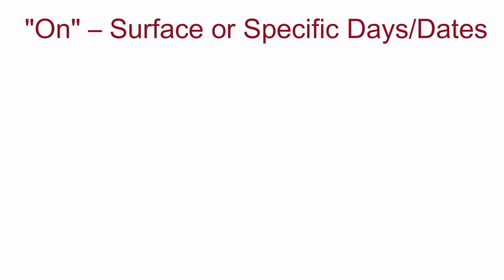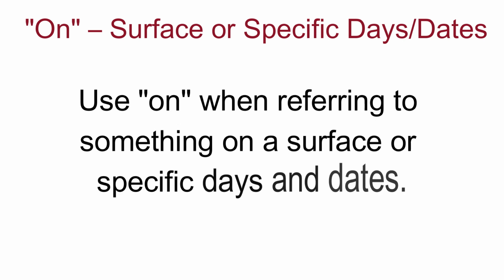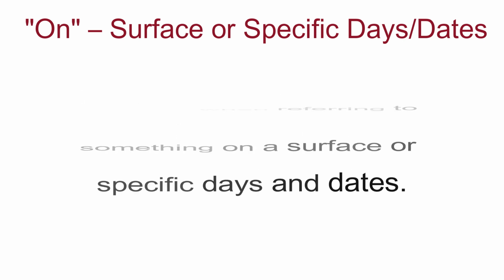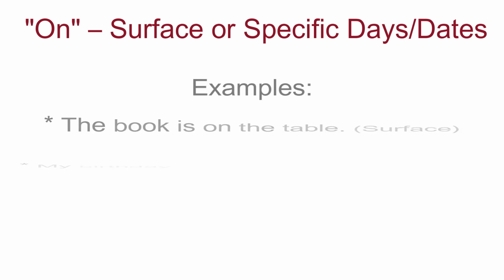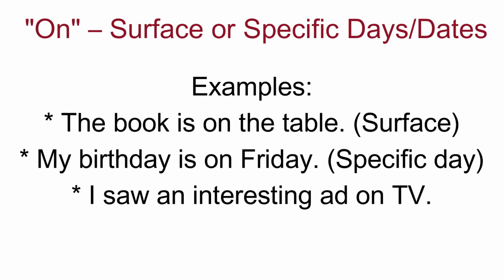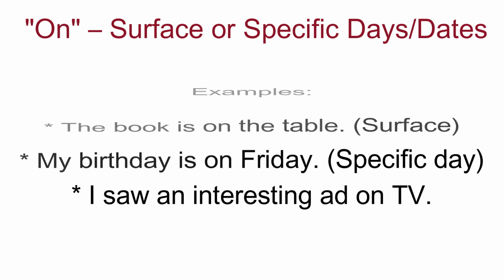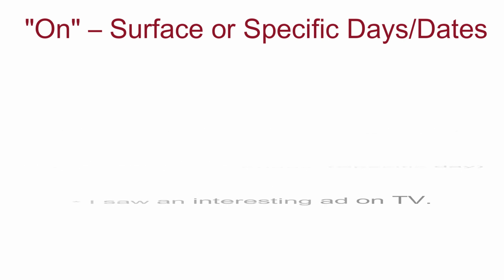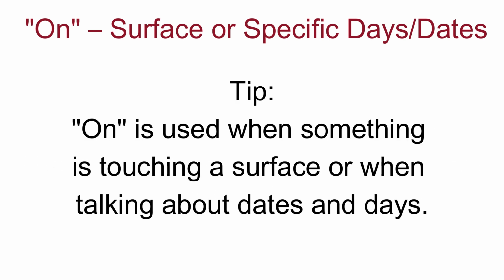On: surface or specific days and dates. Use on when referring to something on a surface or specific days and dates. Examples: The book is on the table. Surface. My birthday is on Friday. Specific day. I saw an interesting ad on TV. Tip: on is used when something is touching a surface or when talking about dates and days.